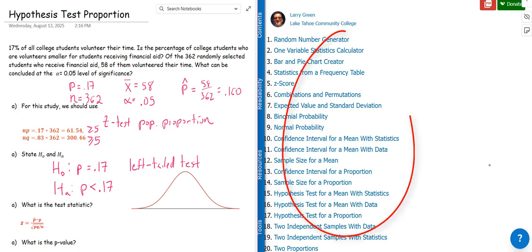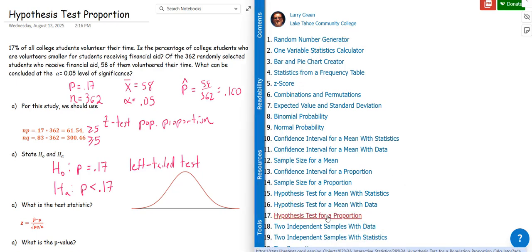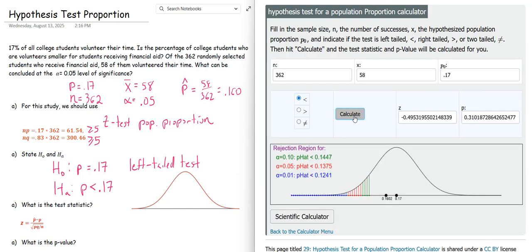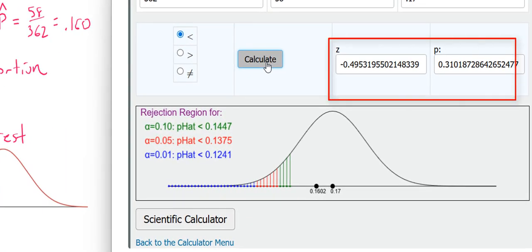So let's come over here to the list of calculators from LibreText and select hypothesis test for a proportion right here. And now we're going to enter what we know. N is 362. X, the number of successes, is 58. The claimed proportion is 0.17. So that's what I'm calling P on my notes. And this is a left-tailed test, so make sure that the less than is checked and hit calculate. And there we get the test statistic and the p-value.